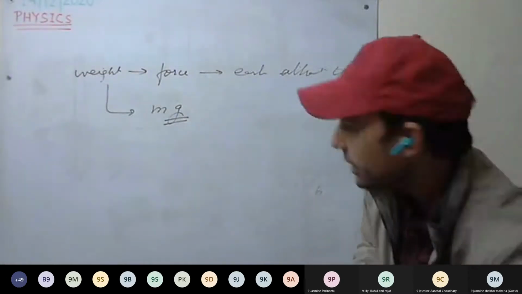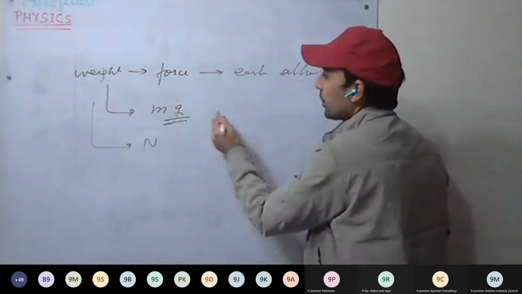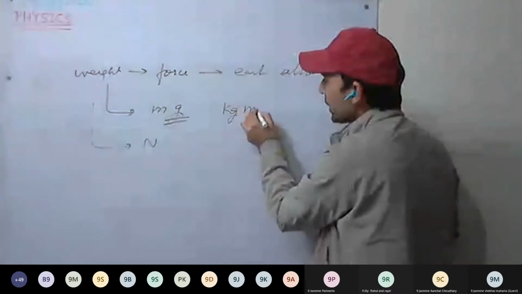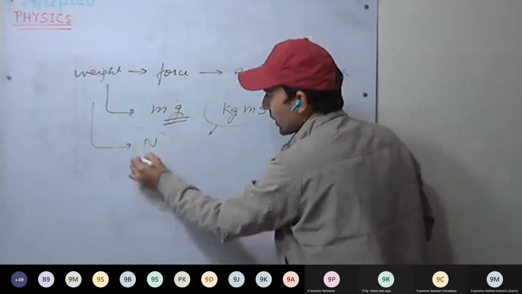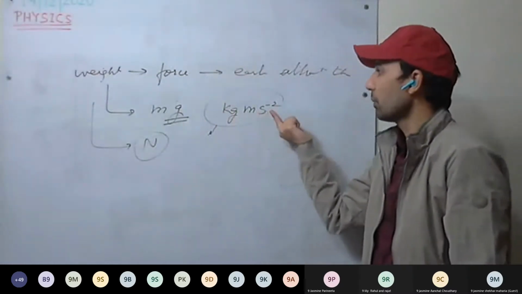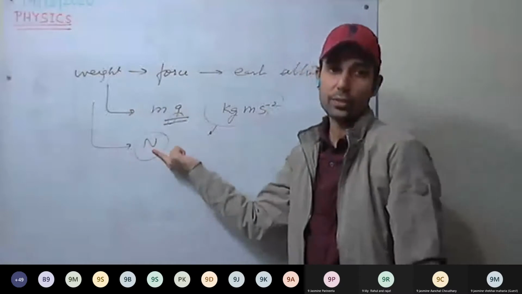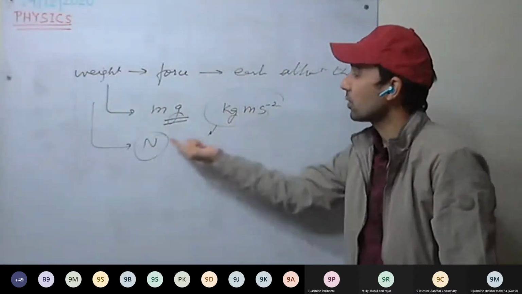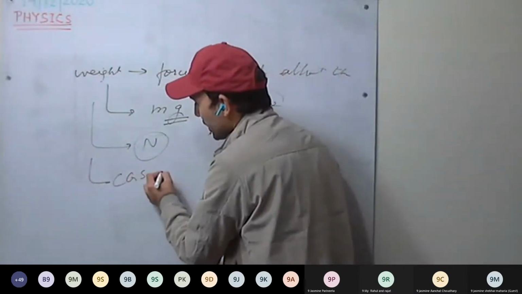And the SI unit of weight is Newton. See, your mass is in kg and acceleration due to gravity is in meter per second square, and this gives Newton. 1 Newton equals 1 kg meter per second square. So the weight is said to be 1 Newton when the force due to this is 1 Newton. And what is the CGS unit?